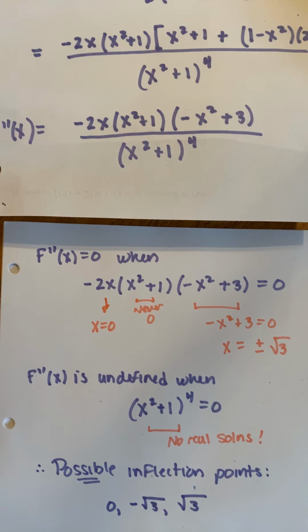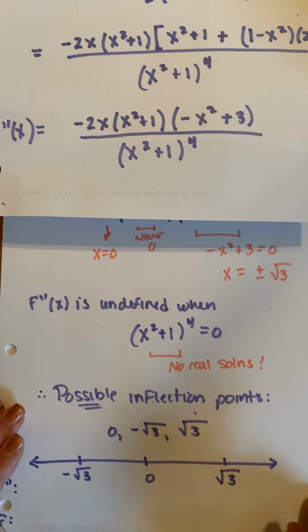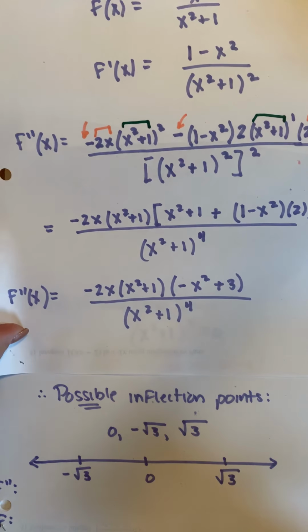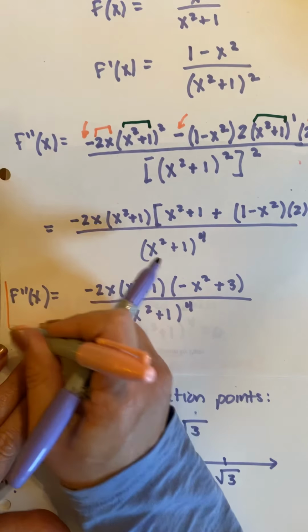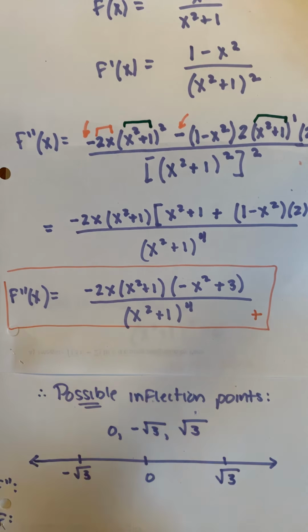So now we have to see how this second derivative behaves before, between, and after. Draw my number line. I'm going to put my points on it. Negative square root of 3, 0, square root of 3. We're going to see how the second derivative behaves, and then conclude how the original function behaves. So let's get this second derivative down here. Here's the second derivative again. Keeping in mind the denominator is only positive, so we only really need to see how the numerator behaves before, between, and after these points.